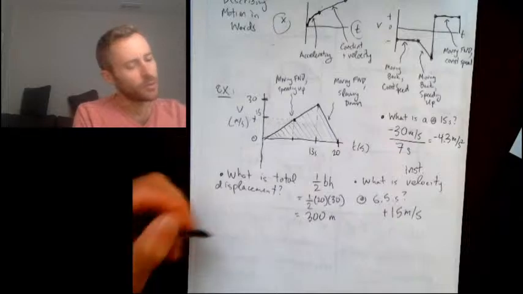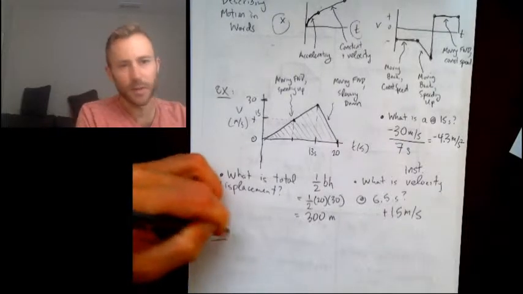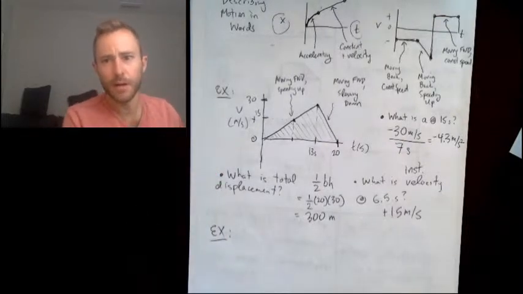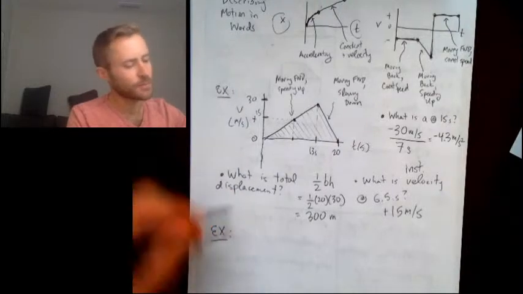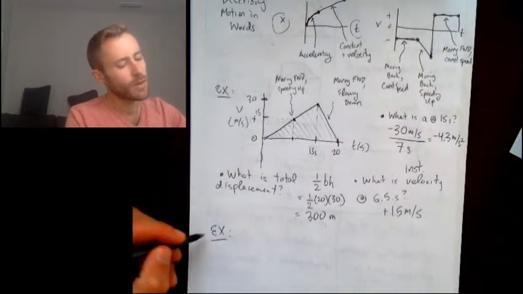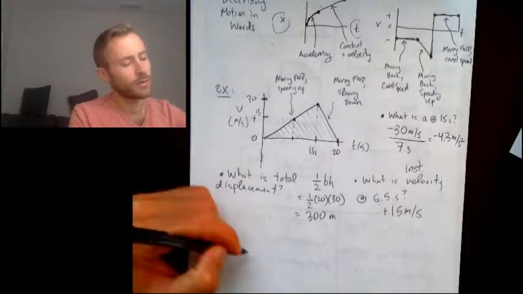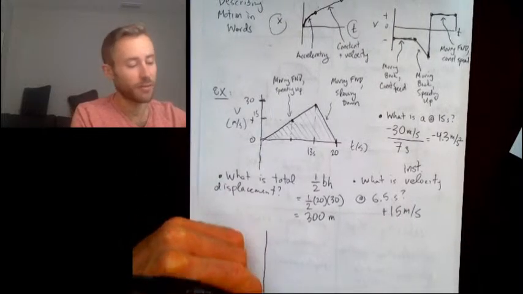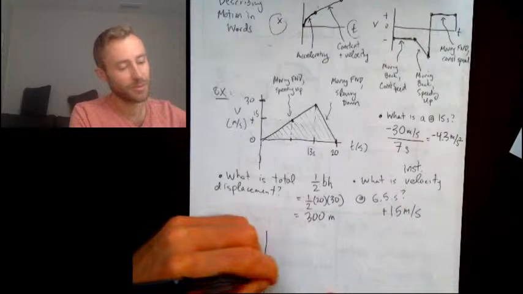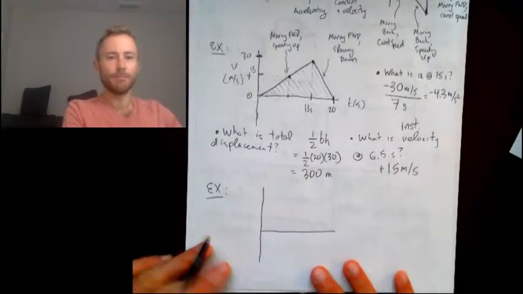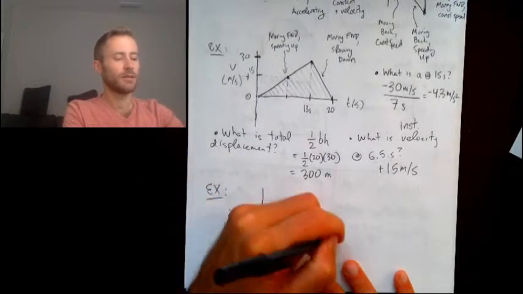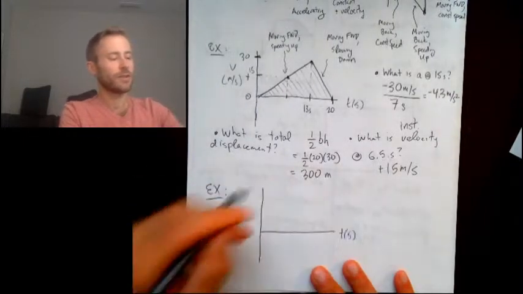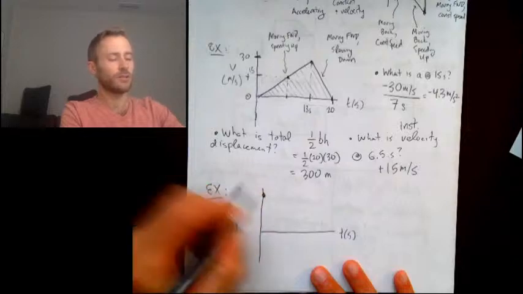So let's do another example. I'm going to do maybe 2 more examples, I think. So for this first example, let's do a position time graph. Okay, position time graph. So position in meters, time in seconds. And let's say it looks like this.